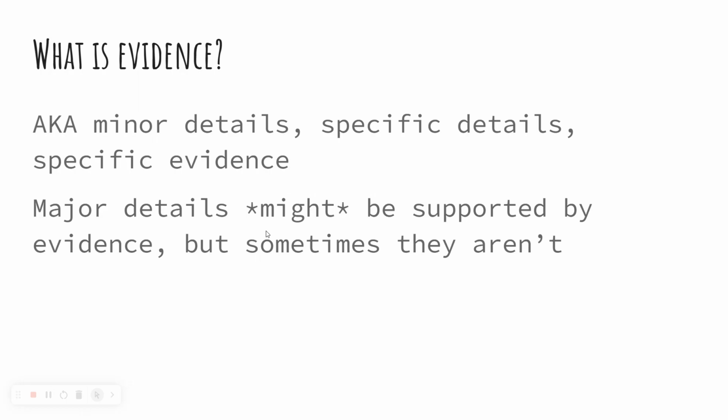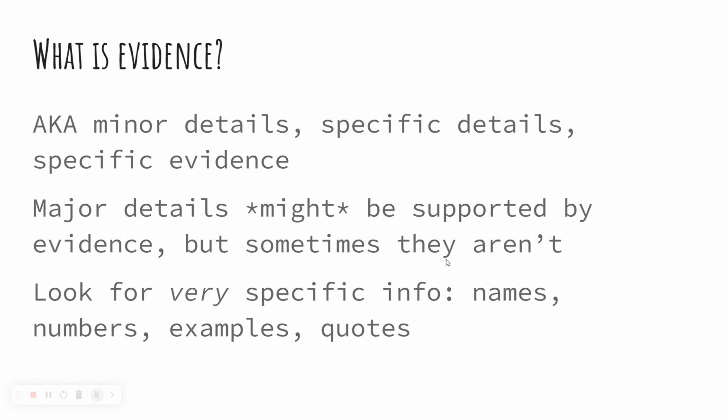Now, one thing you might notice as we go through some of the articles we'll be working with is that major details might be supported by evidence, but sometimes they aren't. When we get into evaluation, one of the things you might notice is the author makes a general point, but doesn't provide any evidence for it. That's something we want to have in mind while we're evaluating. What we're looking for is very specific information, so things like names, numbers, examples, quotes are going to fall into the realm of evidence.